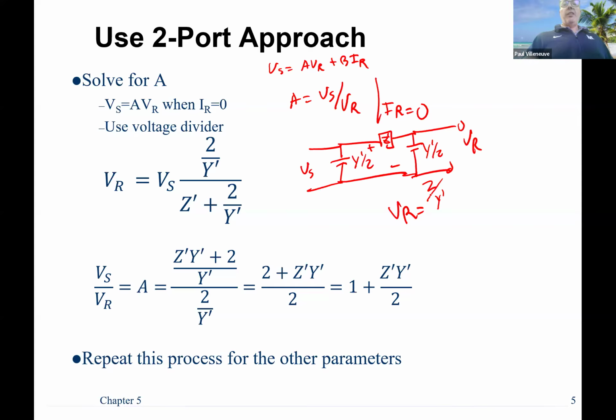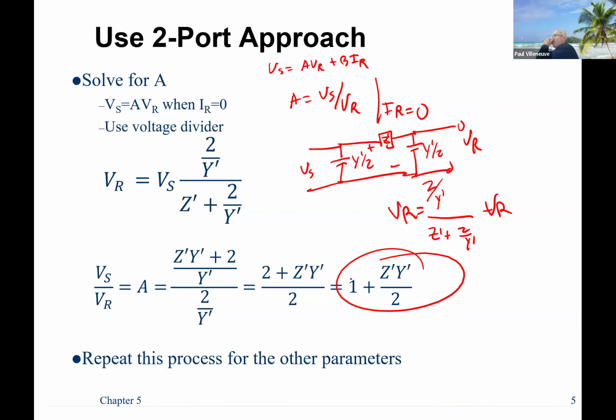This is where it gets a little confusing. It's actually 2 over Y prime, right? Because for using a voltage divider, I have to use ohms divided by ohms. So I can't use Y prime over 2. I have to invert it and use 2 over Y prime. So that's the impedance of interest divided by Z prime plus 2 over Y prime, and that equals VR. And if you do a little bit more algebra, you end up with what we calculated for ABCD.